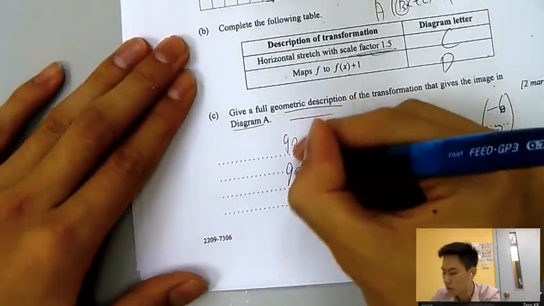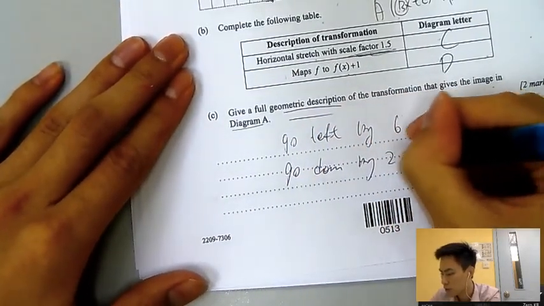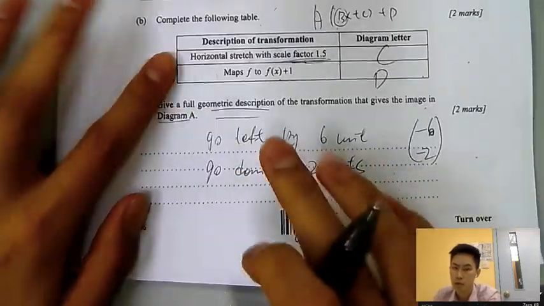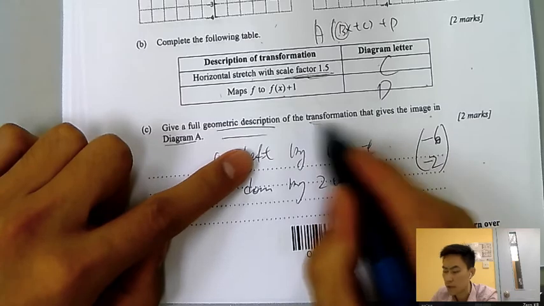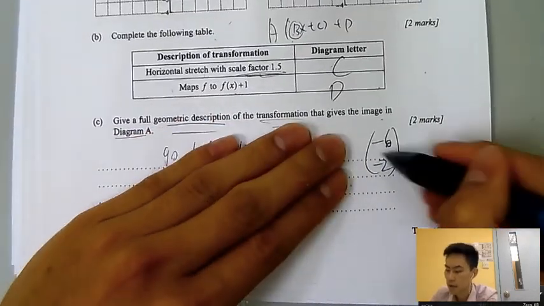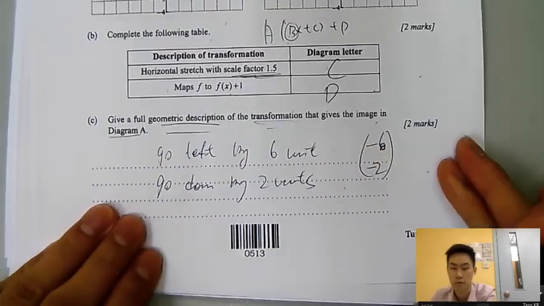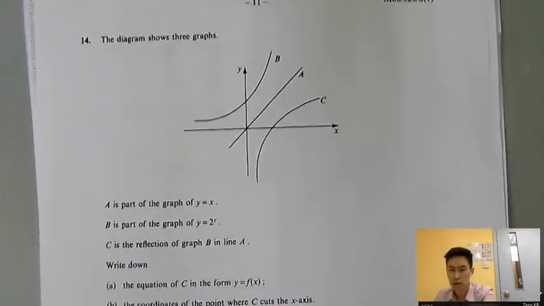Or you can say go down by 2 units. That's how you describe the geometric transformation. You can just write this or write it in words, so you will still get the full marks. And the next page, the 2000 paper.